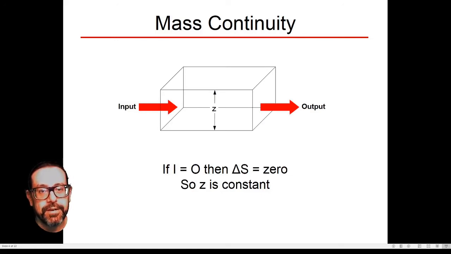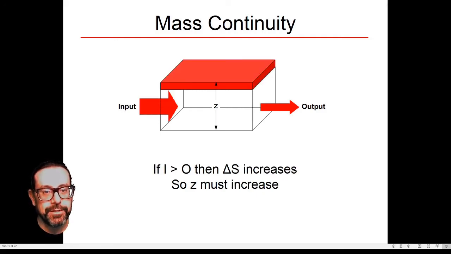So these diagrams here show what happens in terms of elevation if you change the input and the output to a very simple landscape element. And so this landscape element here is basically just a box. So if the input of sediment is equal to the output of sediment from a landscape, we get essentially no change in storage. And therefore, the elevation, which is represented here by Z, is constant.